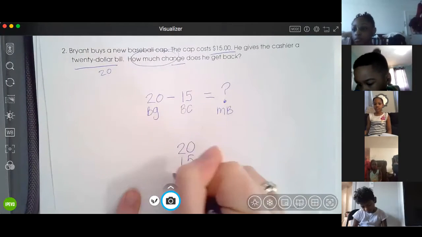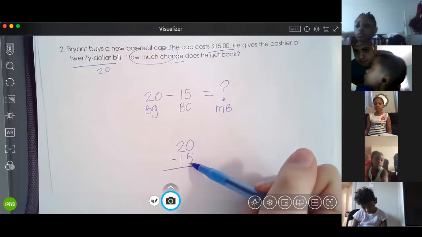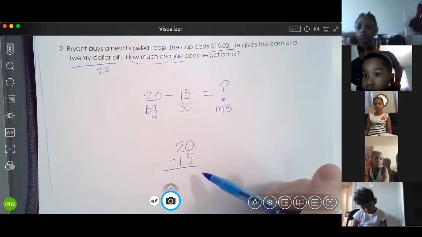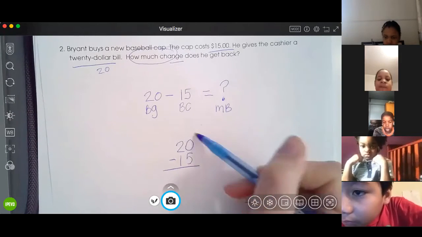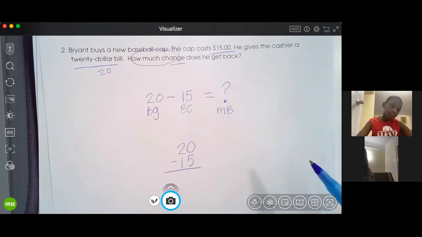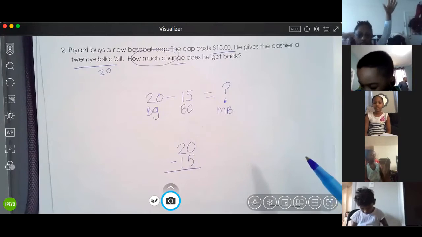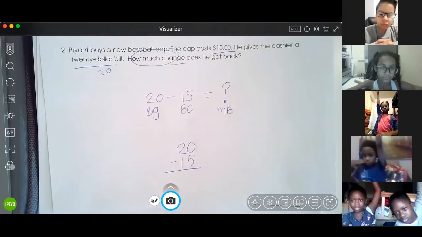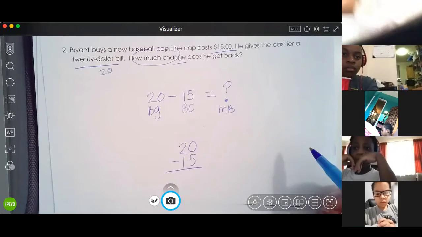Good job, Emily, giving you a point. So now we're going to solve for 20 minus 15. I'm going to start with the ones place. I'm going to have one scholar walk me through this. Who thinks that they could solve this with me? Looking for a hand raise. Who thinks they're ready to do this subtraction? Teachers, could you call on someone? Naima, go ahead.